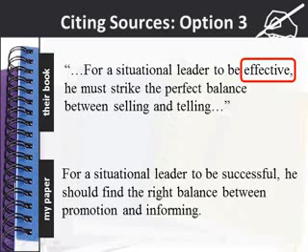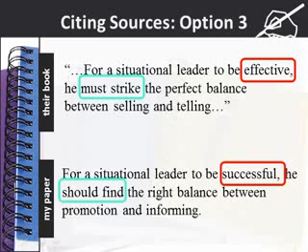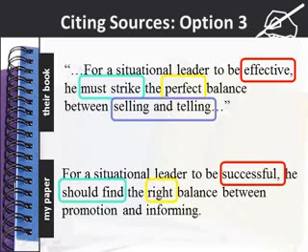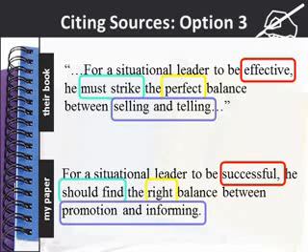And so where the original author used the word effective, now in this paper I've chosen the word successful. Where the original author said he must strike, I've put in here should find. Instead of saying the perfect balance, this author is saying the right balance. And then finally, instead of saying selling and telling, we swapped that out to be promotion and informing. Almost like finding a synonym for every word in a thesaurus and simply swapping out the original author's words for new words.